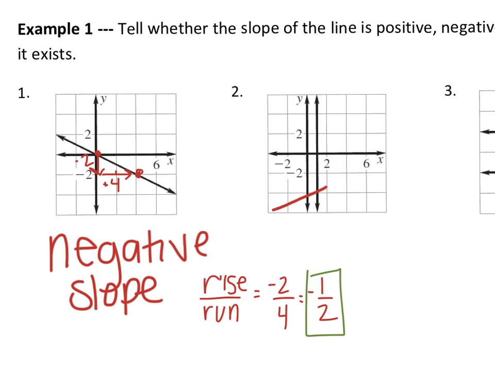Is that kind of how you do it, Miss Olson? Yeah, that's how I explain it. So my solution here is going to be a negative slope and a -1/2. I'm going to let Miss Olson explain this next one.